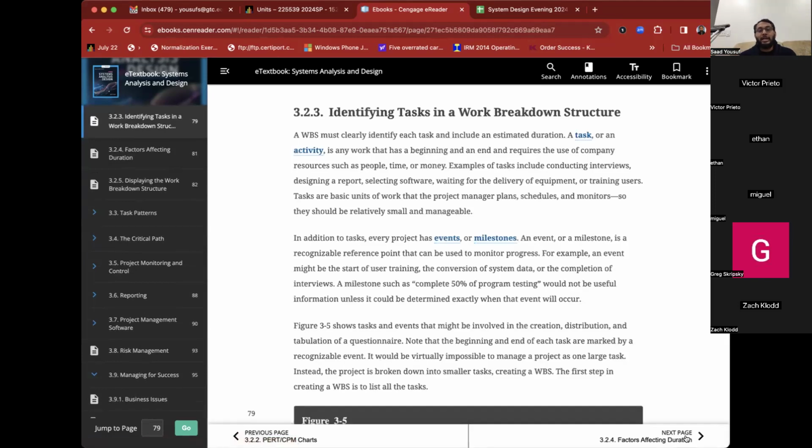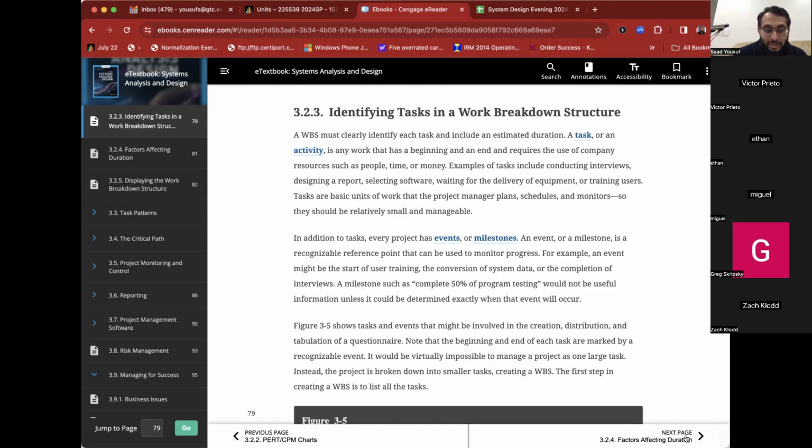Now moving to work breakdown structure, WBS. The idea of a WBS is to look at the bigger picture and divide it up into smaller, more manageable tasks or activities. So that's what needs to be done. For example, tasks include conducting interviews, designing a report, selecting software, waiting for the delivery of the equipment. Anything and everything that you consider a single unit of work and is completed by itself is considered a task.